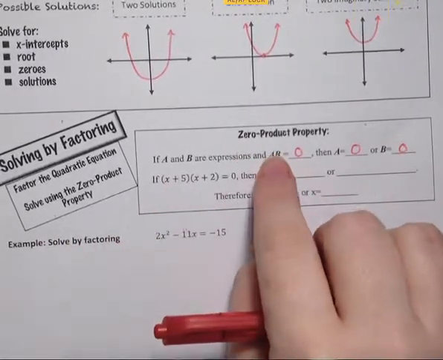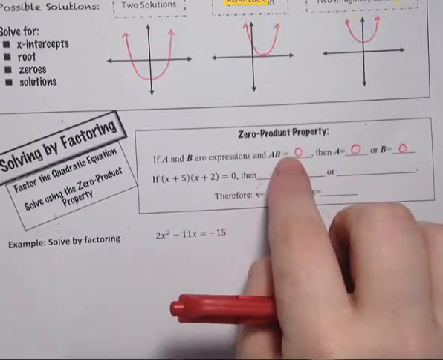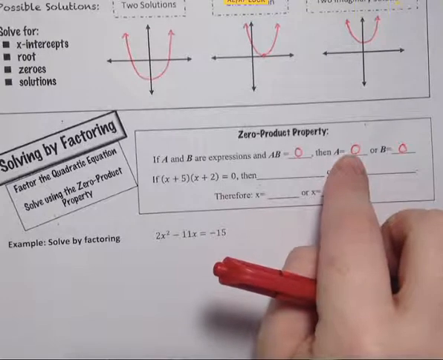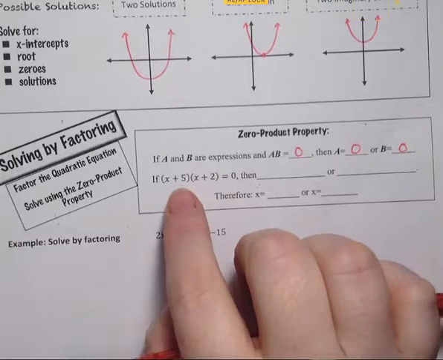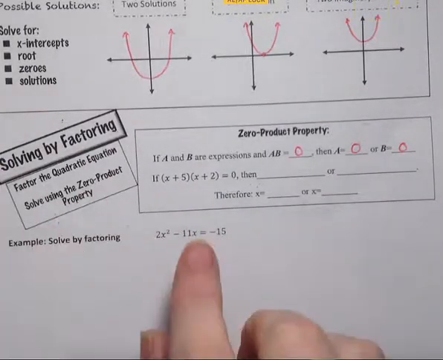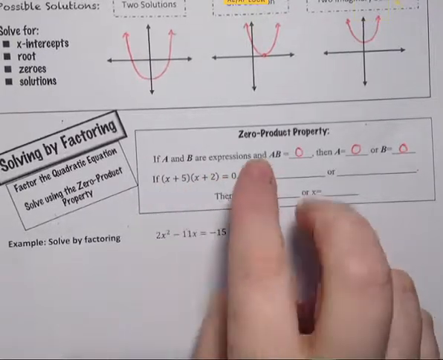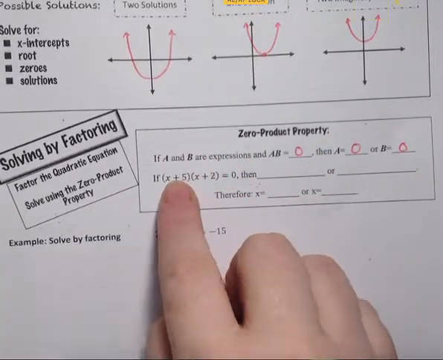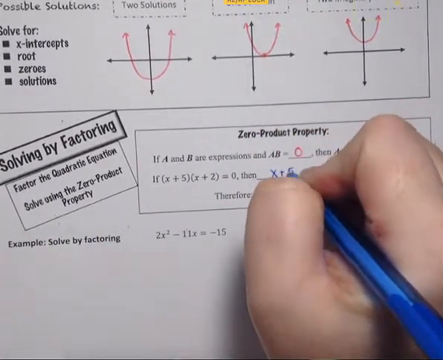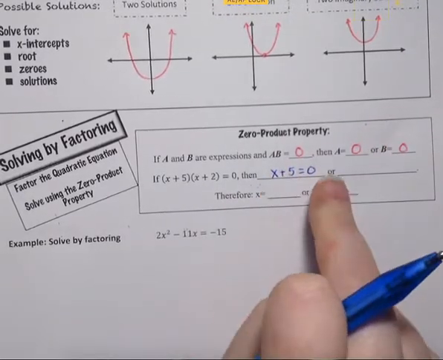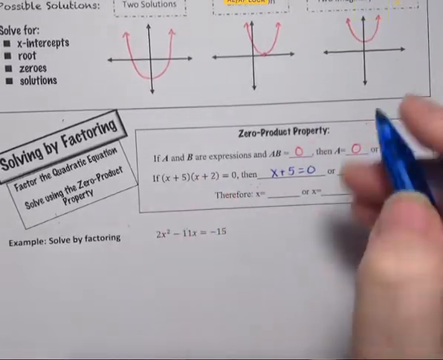So if we already know that the equation is equal to 0, then we could take either one of the expressions and set it equal to 0, because at least one of the expressions has to be 0. So if we have the equation x plus 5 times x plus 2 is equal to 0, the first expression, our A expression, is that x plus 5. That entire x plus 5 could be equal to 0, or the second expression, x plus 2, could be equal to 0.